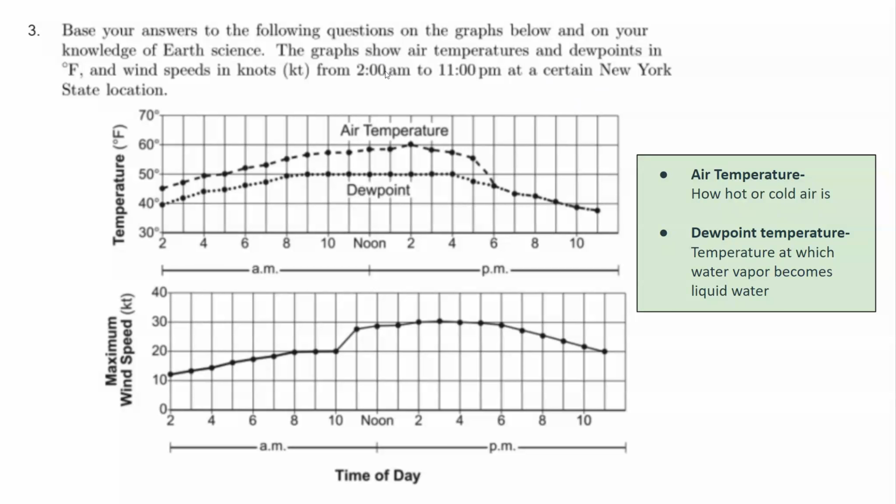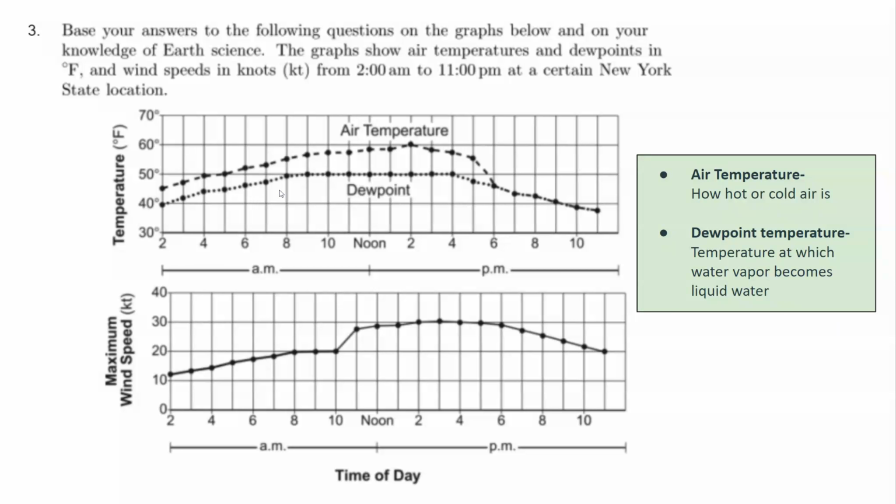So it's telling me that it's showing air temperature, it's showing dew points, it's showing them in degrees Fahrenheit, and it's showing me the wind speed in knots from 2 a.m. to 11 p.m. Now, you need a definition of air temperature and dew point before we move on. So, air temperature is actually how hot or cold air is. You're probably familiar with that. And dew point temperature is a type of temperature, and it's a temperature at which water vapor becomes liquid water. So, like when you form dew or when you have clouds and rain.